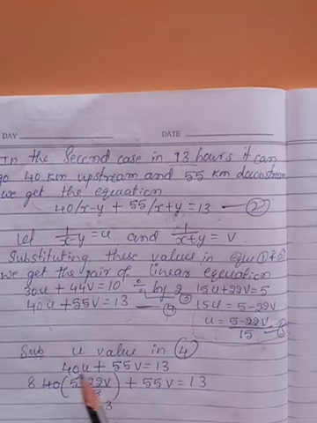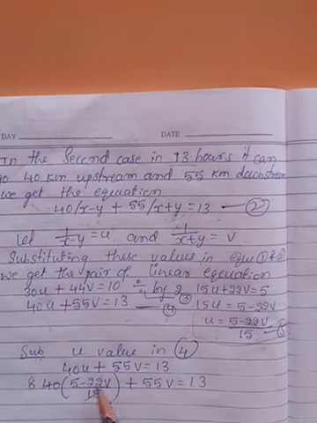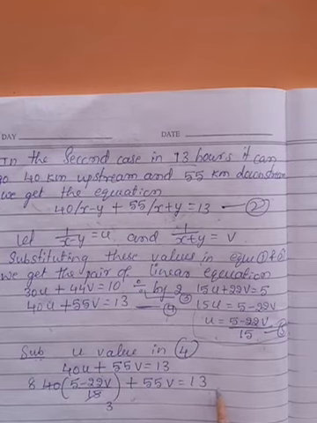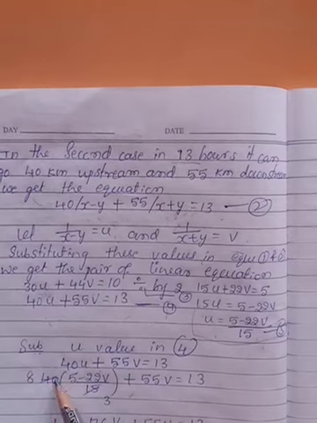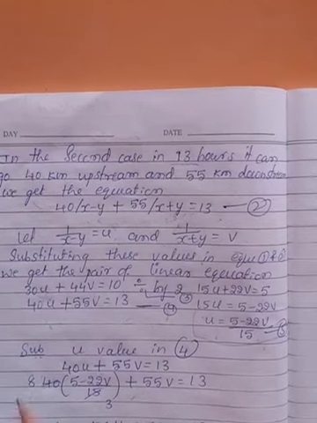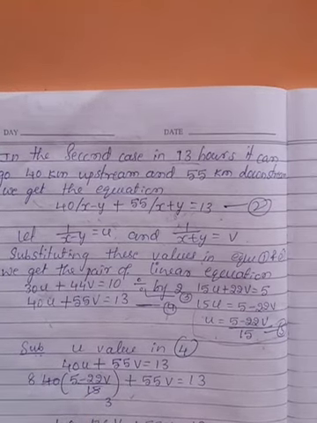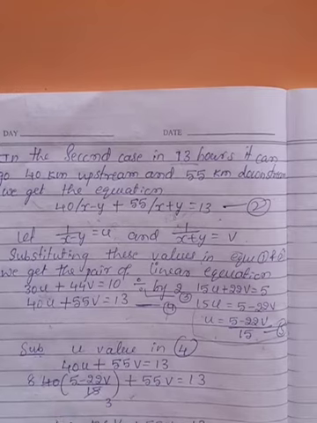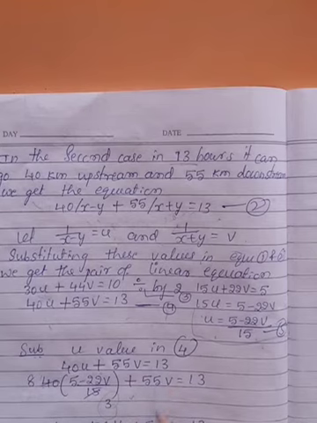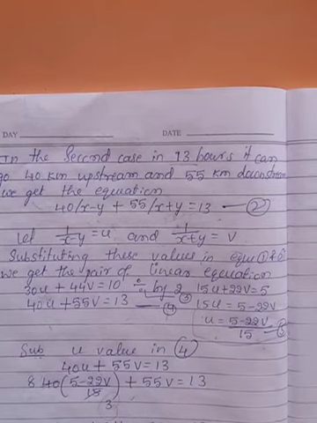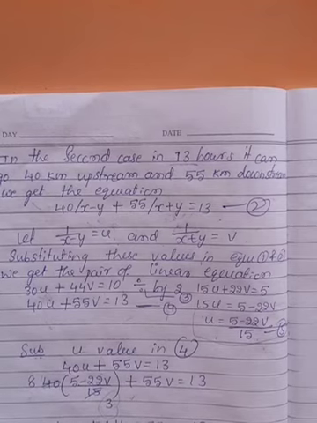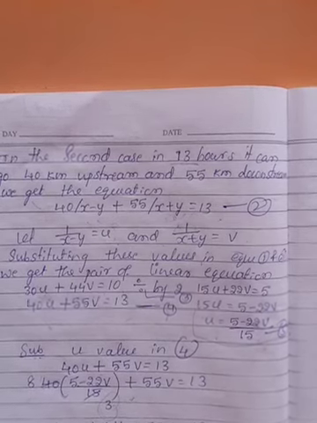U value you are substituting here, 40 as it is, u is this (5 minus 22v) by 15, plus 55v is equal to 13. From 15 and 40 you cancel: 3 ones are 3, 5 3s are 15, so 8 5s are 40, plus into minus minus, 22 8s are 176v by 3, plus 55v is equal to 13. Take the LCM, 3 is the LCM, this will be as it is, 55 into 3 is 165 we are getting, is equal to 13.